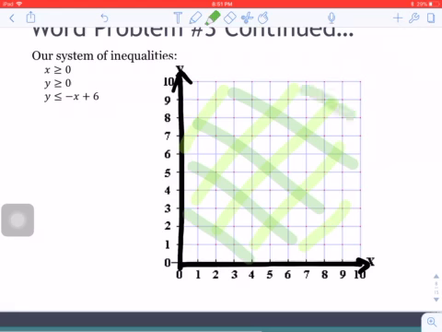Okay, so there's our nice area there. And this, of course, goes on forever. And then we need to do y is less than or equal to negative x plus 6. So I will plot 6 because that's our y-intercept there.